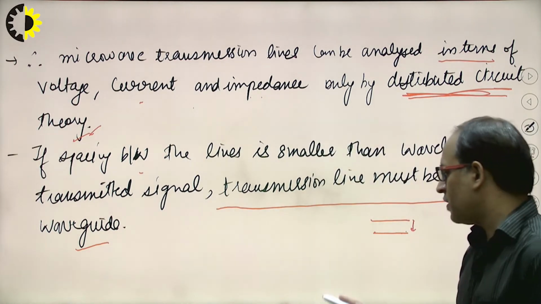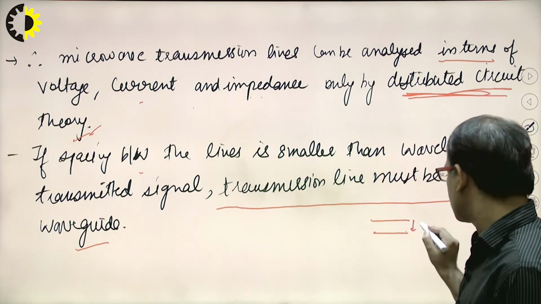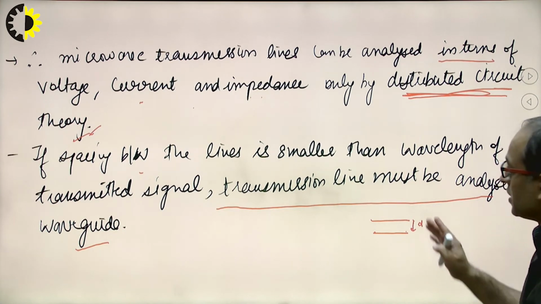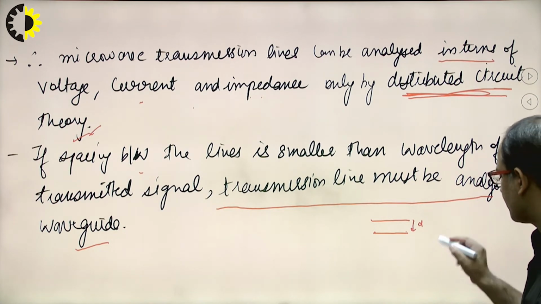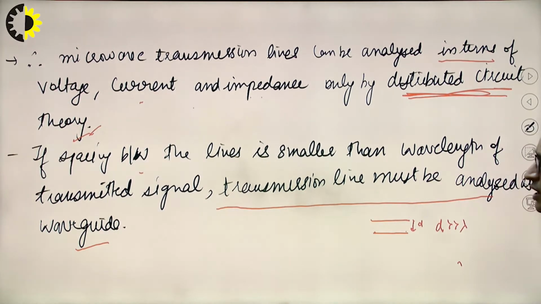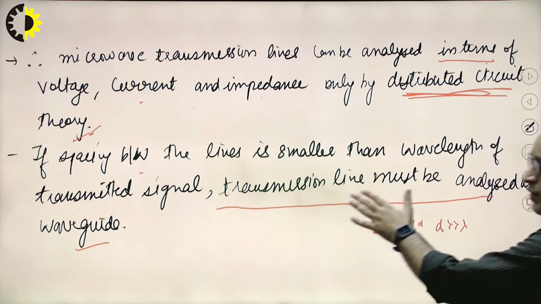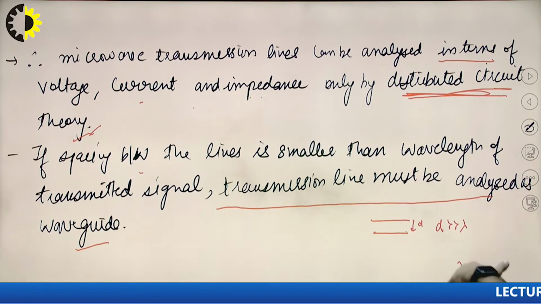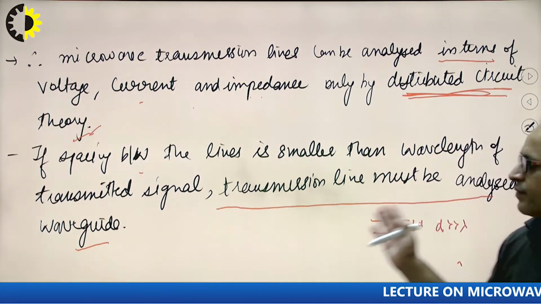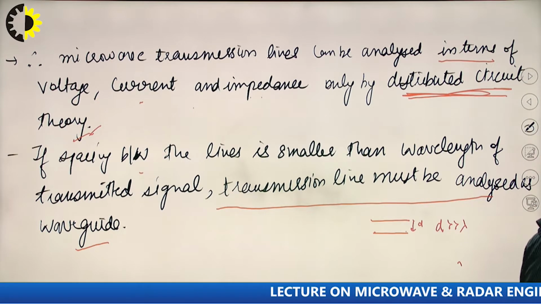Now if I say the spacing between the lines, let's say this is D, if this D is very much greater than the wavelength, then I can say the transmission line will radiate its energy into the space, meaning it cannot act as a waveguide, clear. There will be a loss of signal, clear.